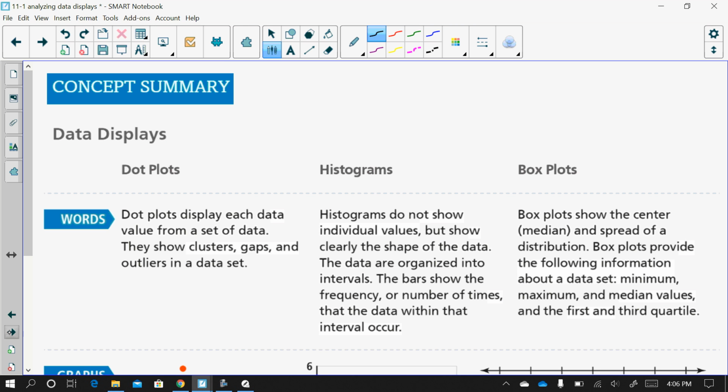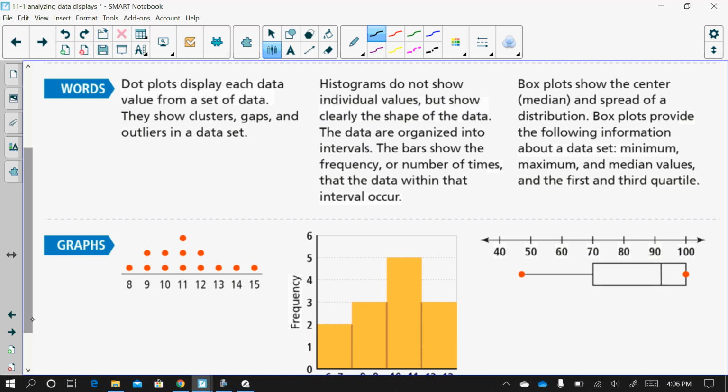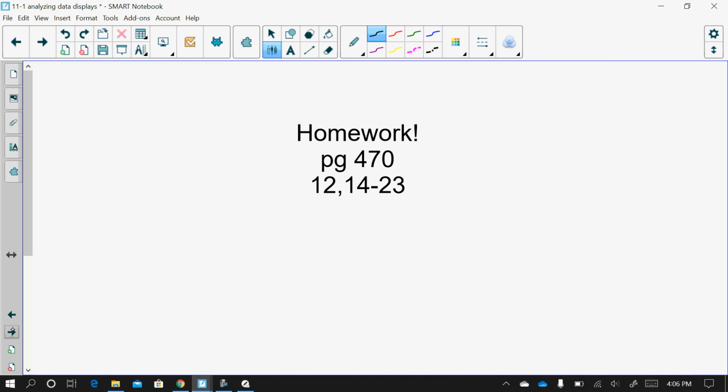Here's again a little summary. We did talk a little bit about this briefly, but feel free to pause this video and copy some of this down. You have examples of all of these, hopefully, if you took good notes. And here's your homework tonight. You are on page 470. You're going to do problems 12 and then 14 through 23.